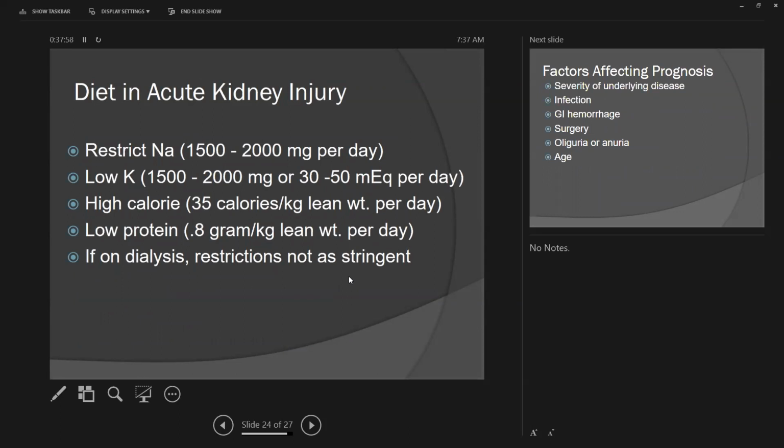Of course, low sodium, low potassium, high calorie diet, about 35 calories per kilogram, and low protein diet. And we just say low protein in AKI because we know it helps patients with CKD, but there's been no big study done that a low protein diet helps in AKI.